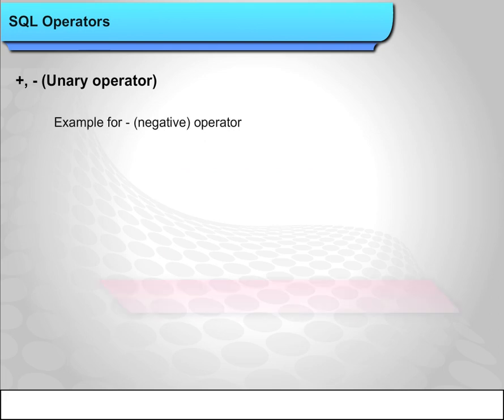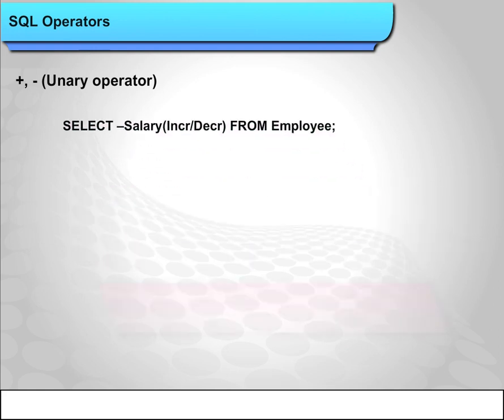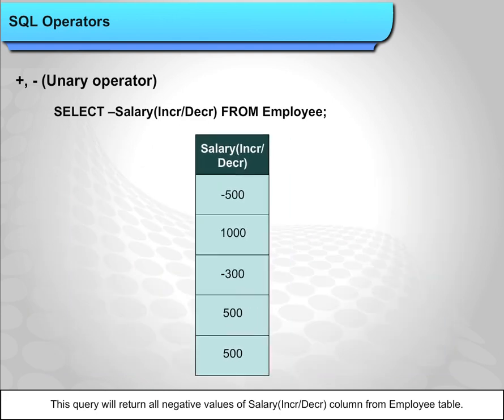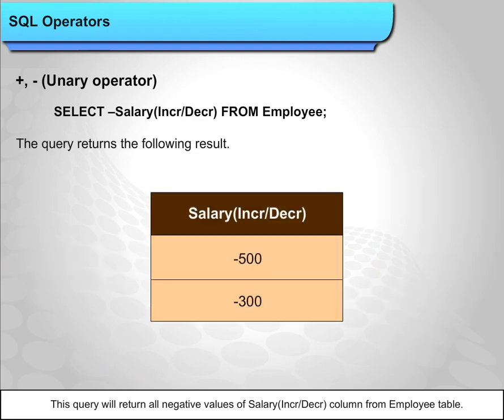Example for negative operator: select minus salary, increment or decrement from employee. This query will return all negative values of salary, that is increment or decrement column, from employee table. The query returns the following result.